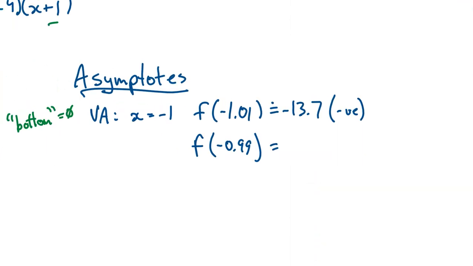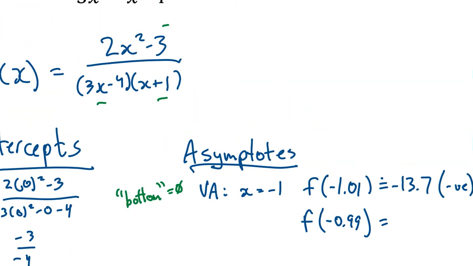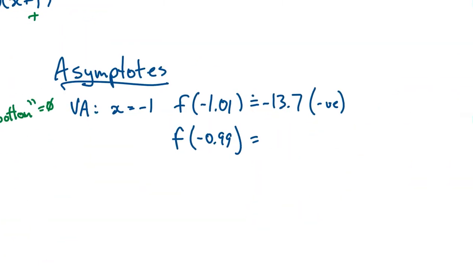When I put negative 0.99 in, again, I'm going to get negative on top. Squaring 0.99 is still going to be less than 1. So times 2 is going to be a little bit less than 2. Minus 3 is going to be negative. Minus 4 is negative. Plus 1 is just barely positive. So 2 negatives makes a positive.